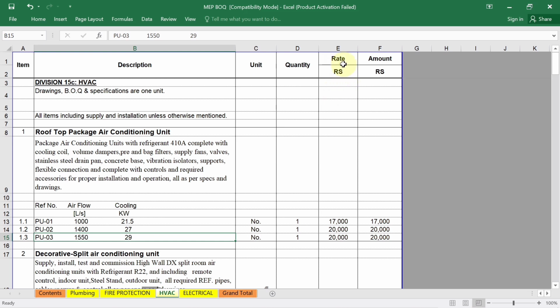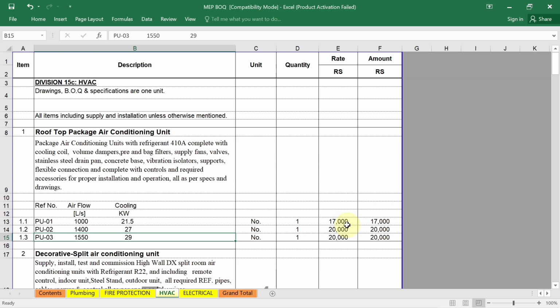In the next column you can see the rate is given. Here we have to provide the unit rate for each item. In our case, for the rooftop package air conditioning unit of 1000 liter per second, we have provided the unit rate of 17,000 rupees. You can also give this value in dollars. As I told you, we have to determine the unit rate for each item based on the market price or supplier quotes and historical data.